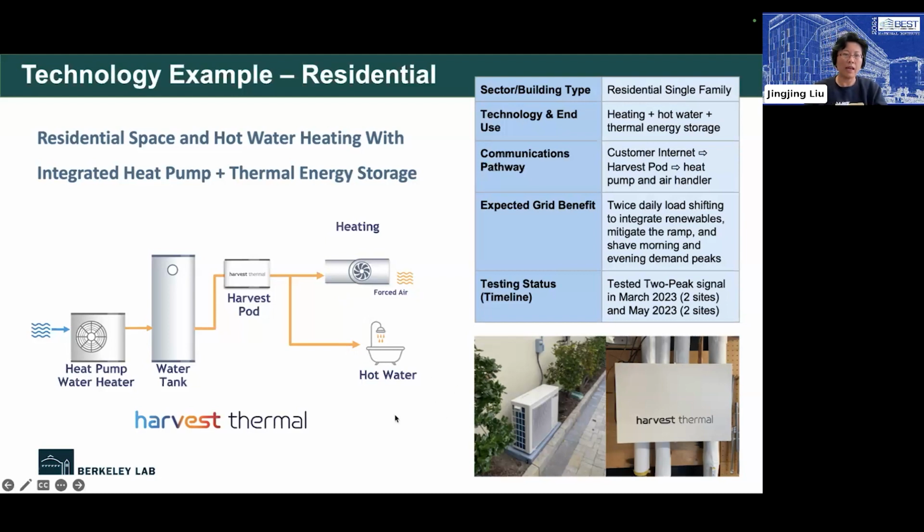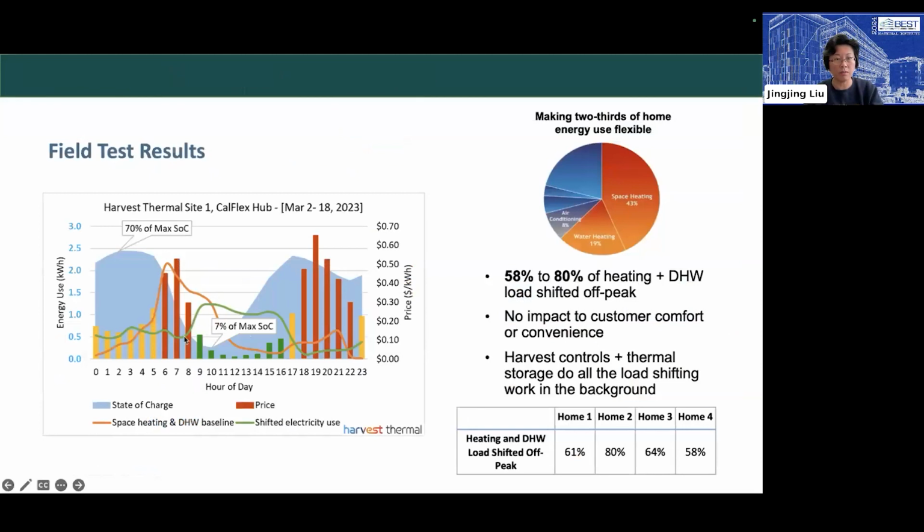So Harvest Thermal has done testing in both spring and summer seasons last year in 4 different homes in the Bay Area. This is an example of the testing results from one of their spring tests at one of the homes. As you can see, the bars in this chart represent the 24-hour shape of the price signal. So the red bars are the high price periods.